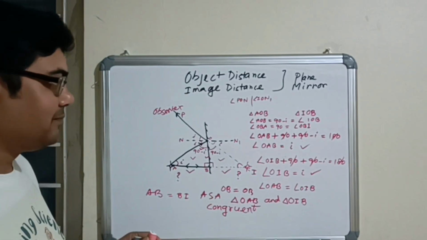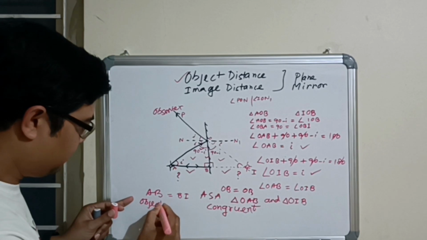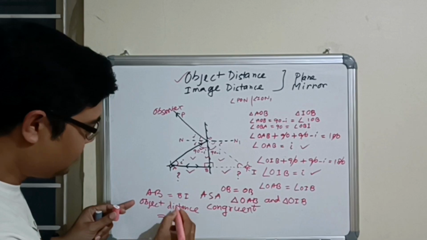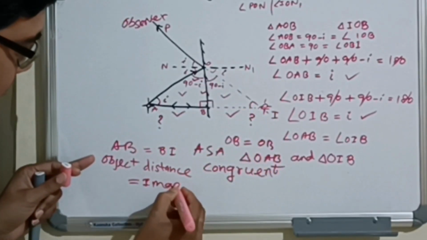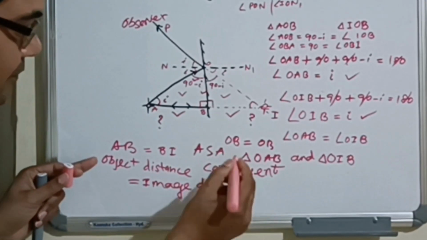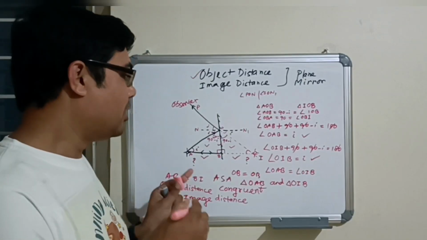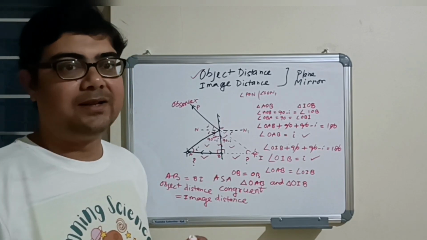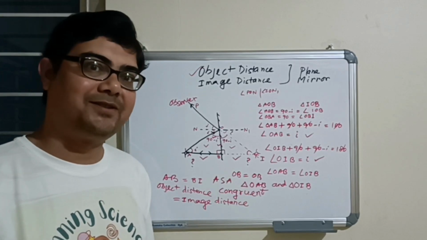What is AB? Object distance equals BI, image distance. So we have proved through the geometry that the object distance and the image distance in a plane mirror are always equal, and this is one of the important characteristics of image formation by plane mirror.